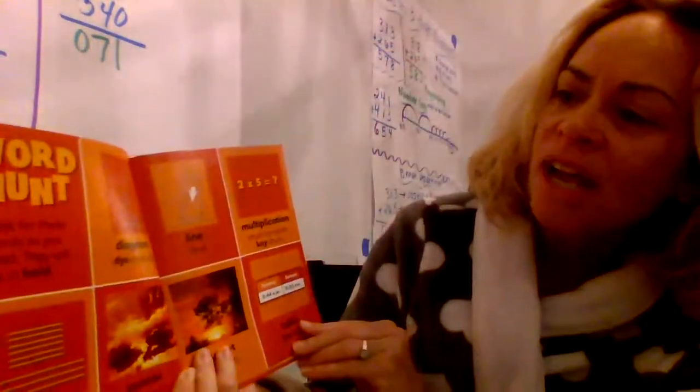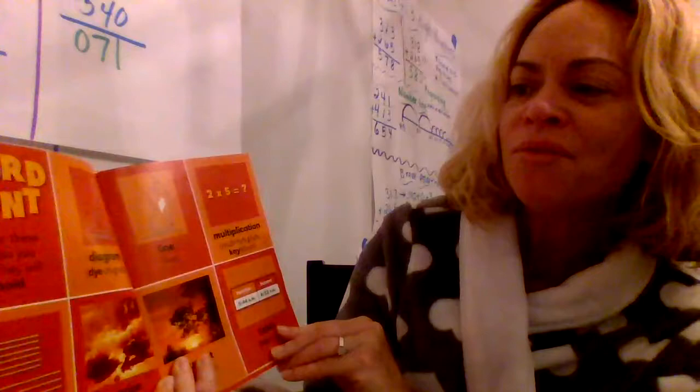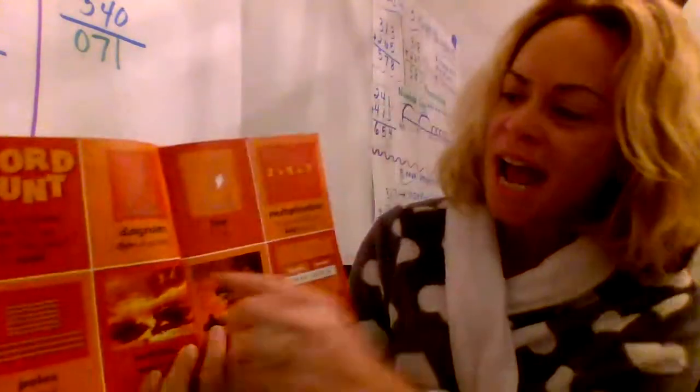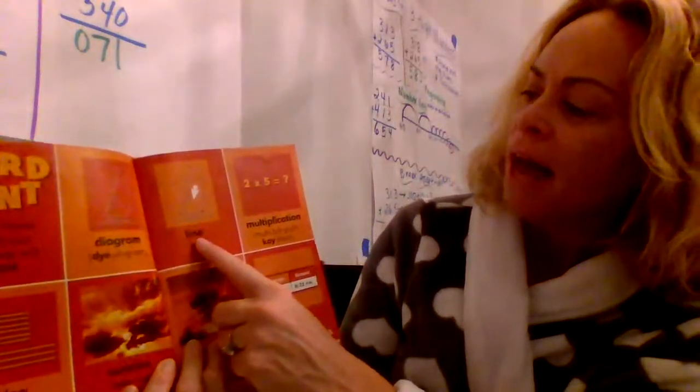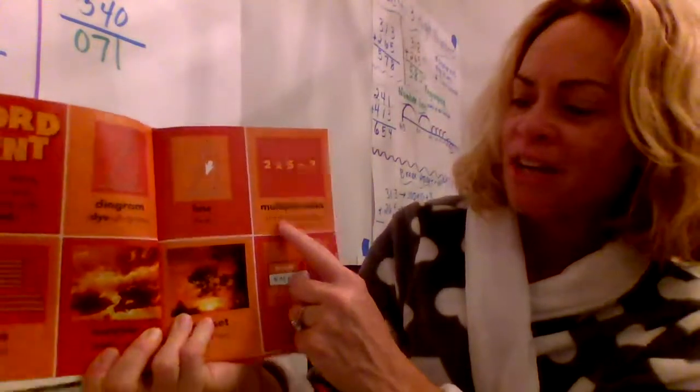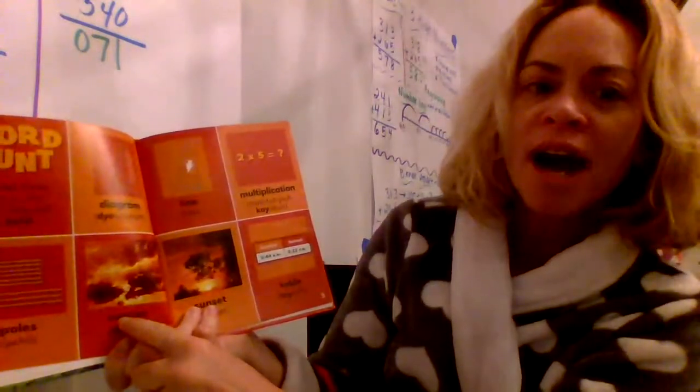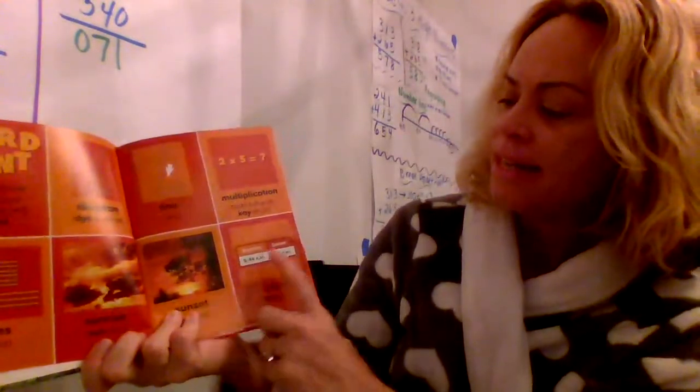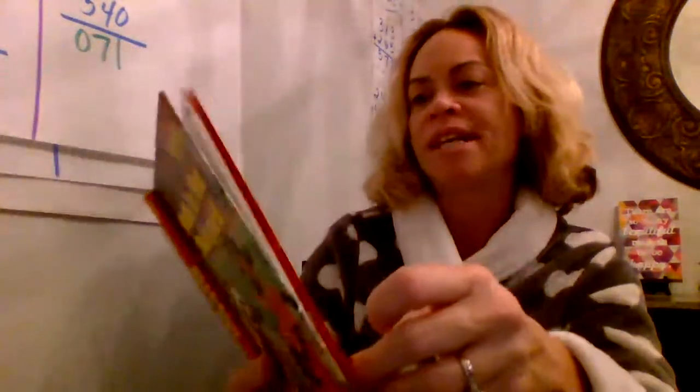Okay. Word hunt. Look for these words as you read. They will be in bold, dark letters, right? Diagram, line, multiplication, poles, sunrise, sunset, and a table. Not a table that you eat off of, more like a graph with data, okay? So let's see if we can find those words in here.